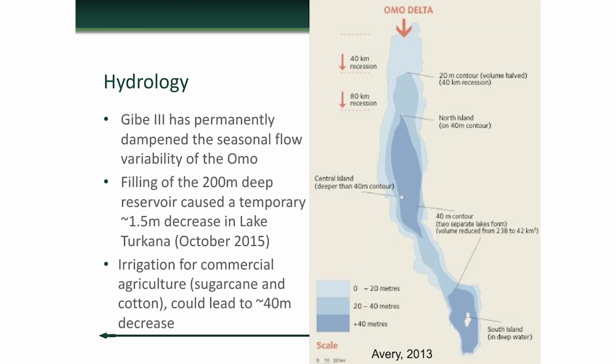Our colleague Sean Avery is a hydrologist, and he's been doing a lot of the hydrological modelling of the impacts of the dam and the abstraction for irrigation on Lake Turkana. As expected, we saw a temporary decrease of about 1.5 metres, which was at its peak, I suppose, in October 2015. Depending on the level of irrigation, over the next 10 years, there's the potential to get to a 40 metre decrease, which would separate the lake into two different lakes, and would essentially remove the current fish breeding grounds and most of the livelihoods that Lake Turkana supports around fishing.